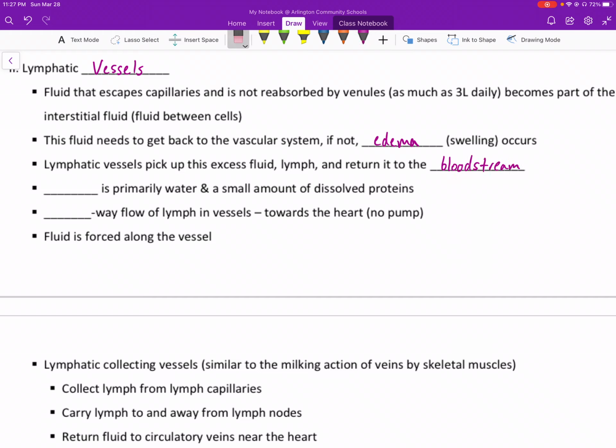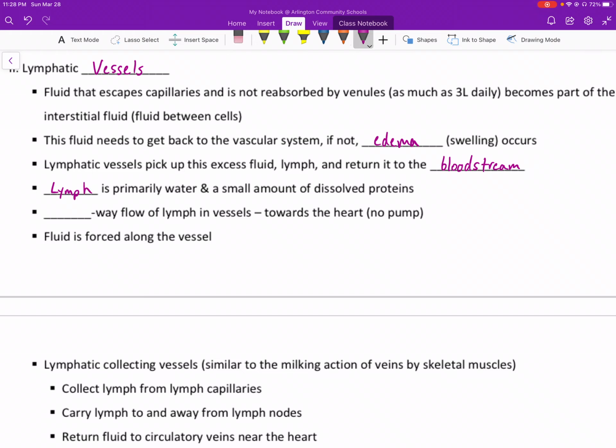This is an R. So let me rewrite that. There you go. Now, lymph, if I can spell it correctly, guys, there's no T. I'm sorry.